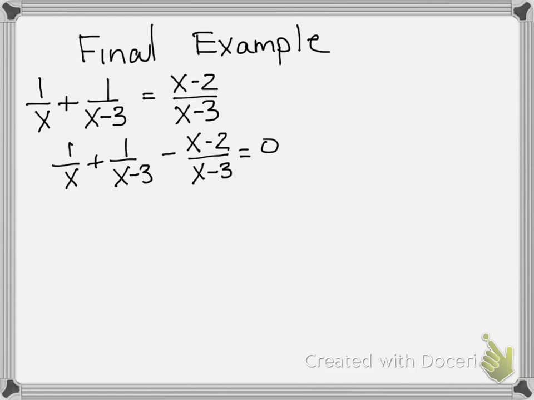Okay, so now we've got these three rational expressions that are added and subtracted together. So we need to find a lowest common denominator. And in this case, our lowest common denominator is x times x minus 3. The two terms on the right have both an x minus 3 in them. Then we have the 1 over x, so our lowest common denominator is x times x minus 3.